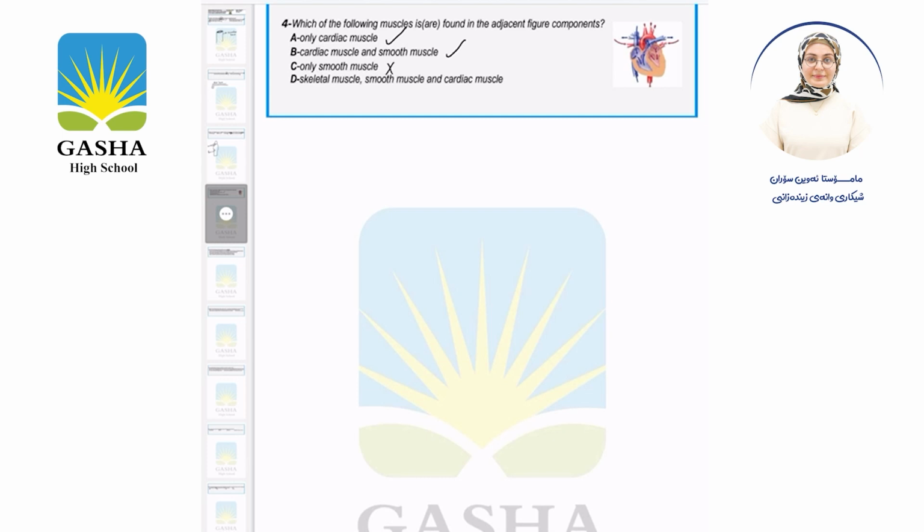And D, skeletal muscle, smooth muscle and cardiac muscle. If there's no bone, there's no skeletal muscle, and because there's no bone in our heart, it means there's no skeletal muscle. So in here, the most true answer is what? It is B. Why? Because it says both answers, cardiac muscle and smooth muscle, at the same time. So the most true answer is B.